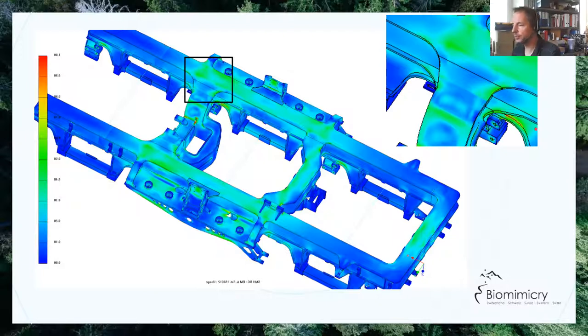And now this locomotive is running somewhere in the world. I'm not sure where exactly, but it was a really nice project. We could do some biomimicry shaping of this locomotive frame. And even if this frame doesn't really seem so light, in this part we used the principle of lightweight design.